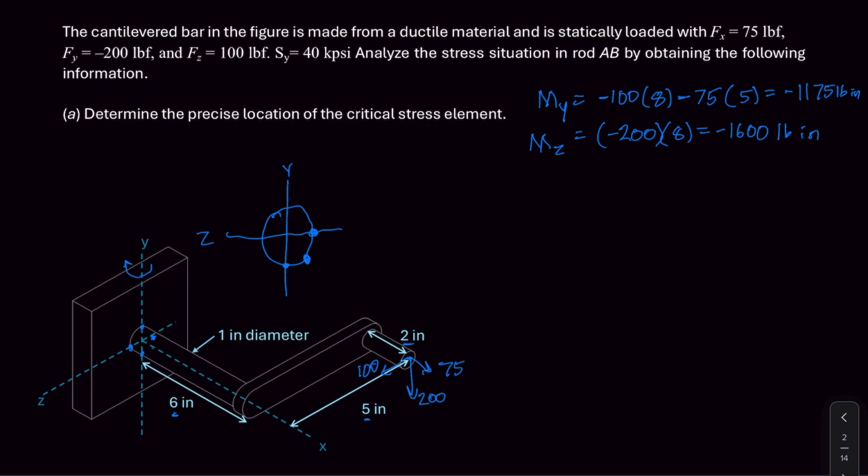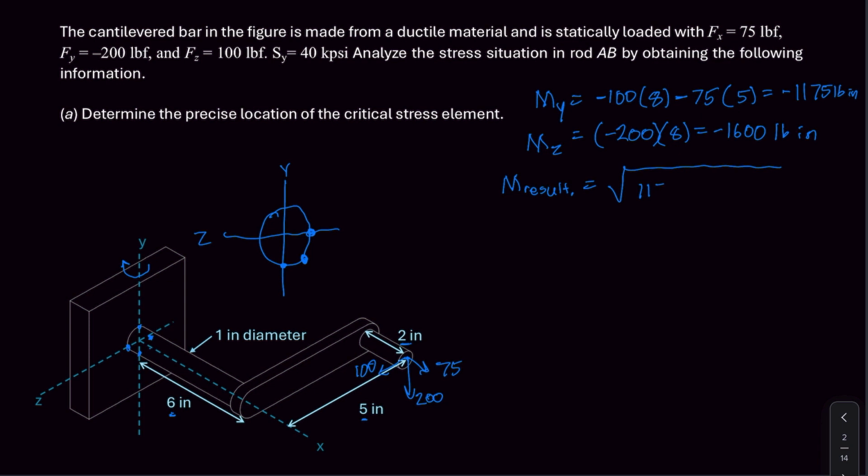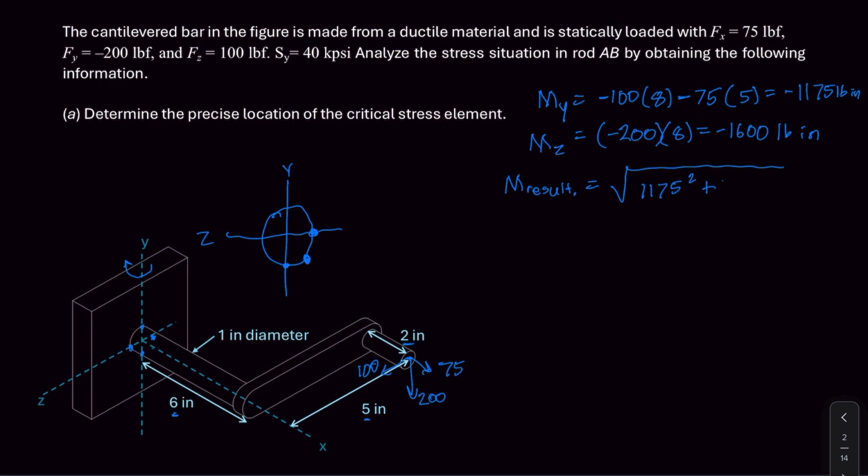So now we have two moments, and we need to find how they combine together to form a resultant moment. This resultant is going to be equal to the square root of the two moments squared and summed together. So we'd have the square root of 1,175 squared plus 1,600 squared, and that is going to equal 1,985 pound inches. So we know that's the magnitude of the resultant moment.